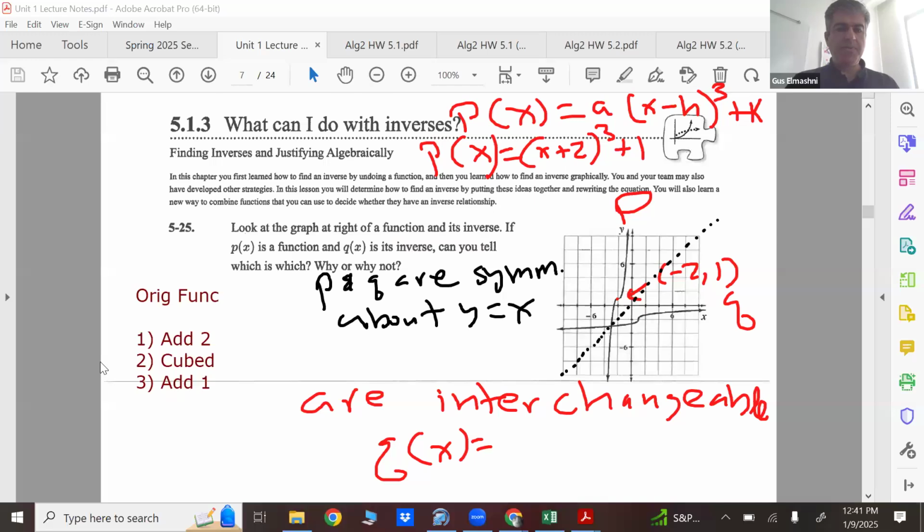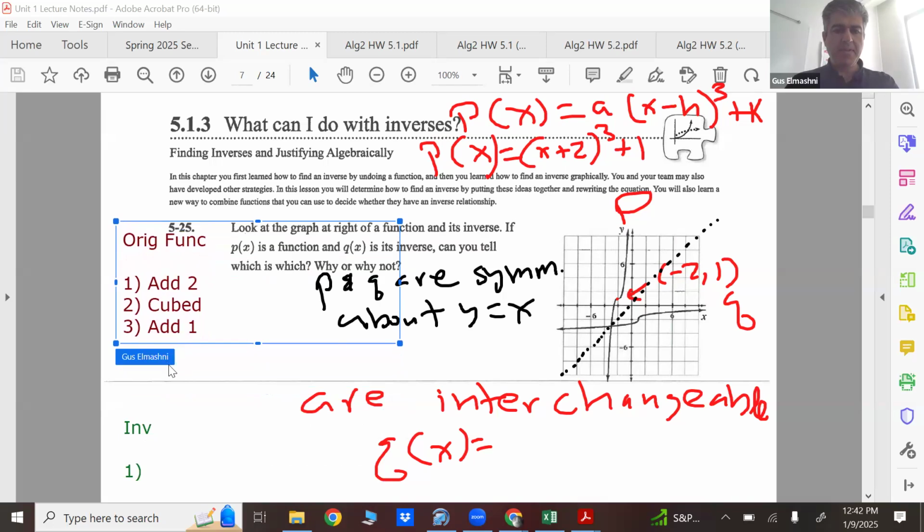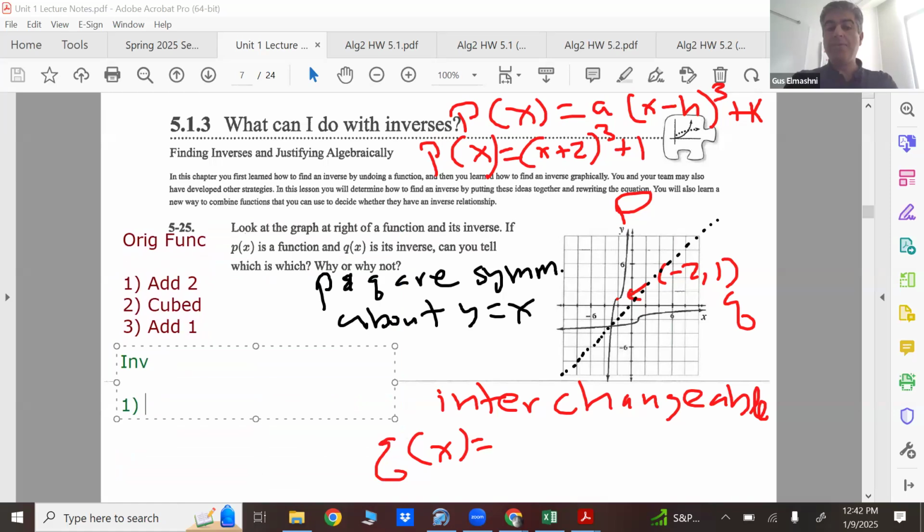So for the inverse, I have to expect the opposite. Ooh, I ran out of space. Hold on. There we go. Okay, for the inverse, what's the opposite? So I have to reverse the order. So I'm going to subtract 1. Then what's opposite cubing? Cube root, good. And then if the first step was add 2, it'll be subtract 2.